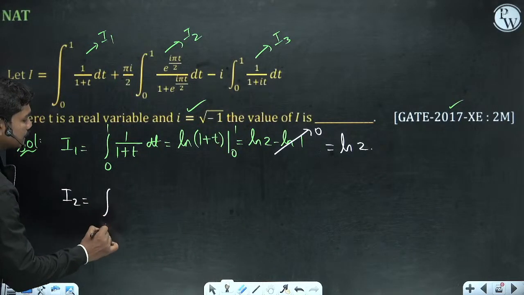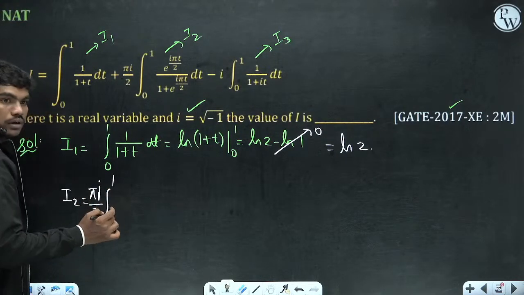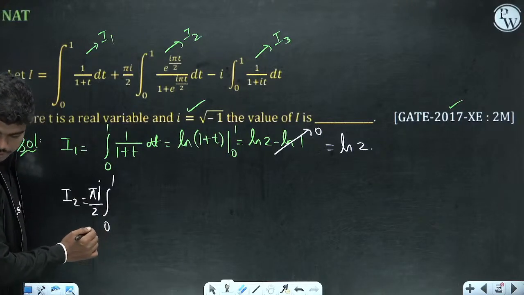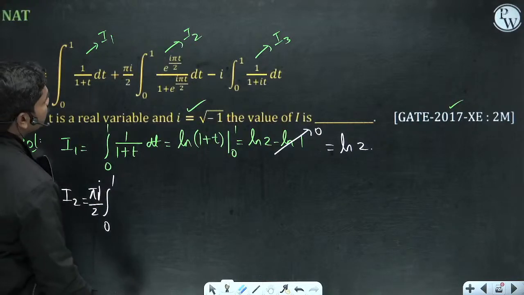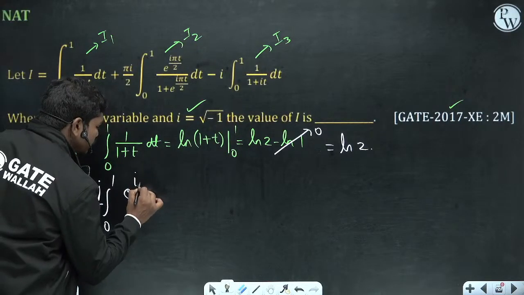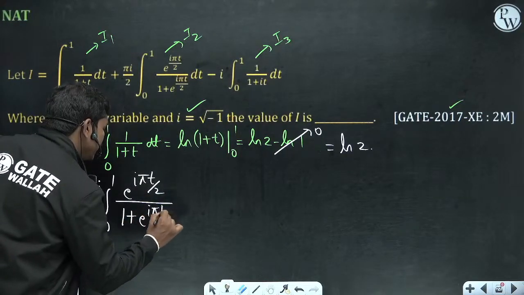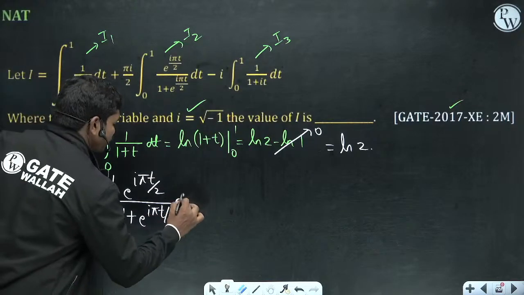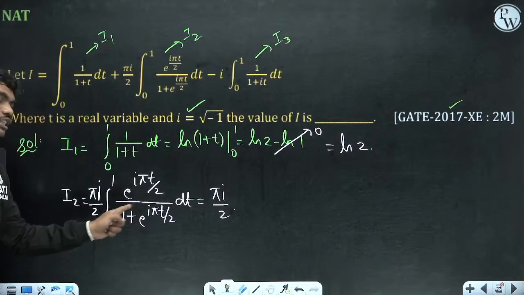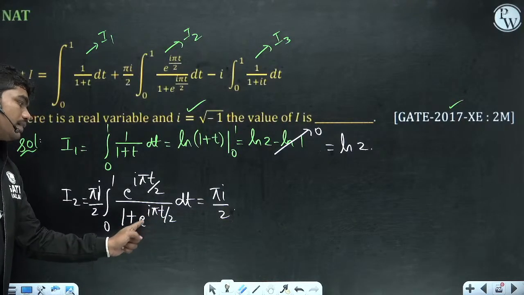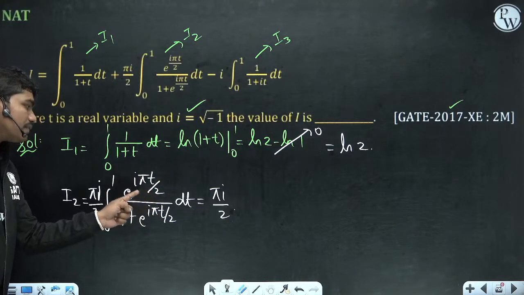I2 is equal to the integral from 0 to 1. Pi i by 2 was also given, pi i by 2 times the integral from 0 to 1, and what is this integration? e power i pi t by 2 divided by 1 plus e power i pi t by 2, dt. How do we calculate this? We have pi i by 2 times, look, what is the differentiation of this function? The differentiation of 1 is 0, and e power i pi t by 2 is e power i pi t by 2 into the differentiation of the exponent, which is pi i by 2.